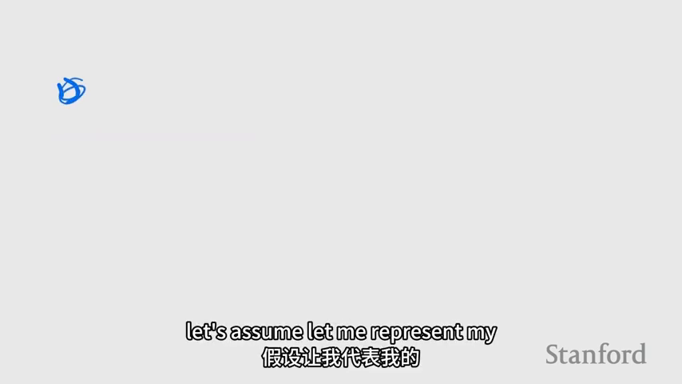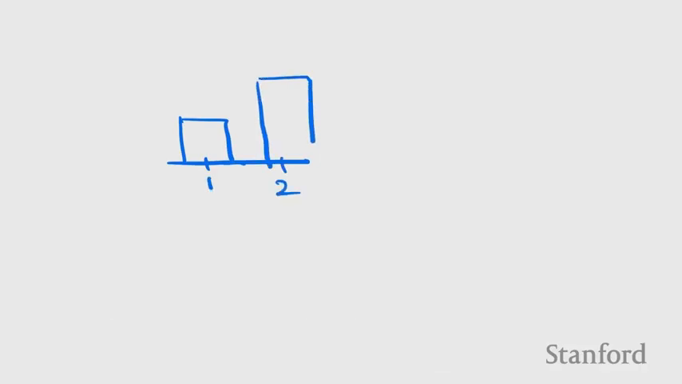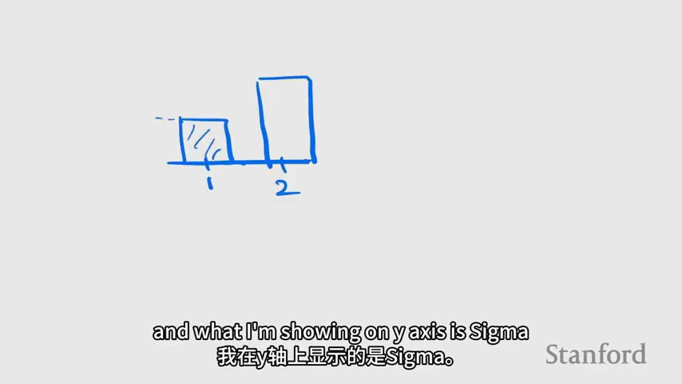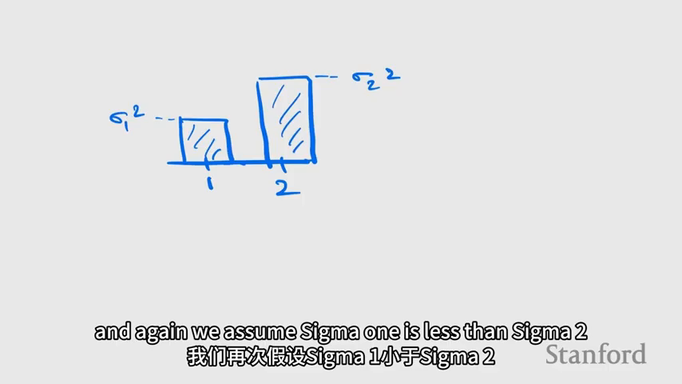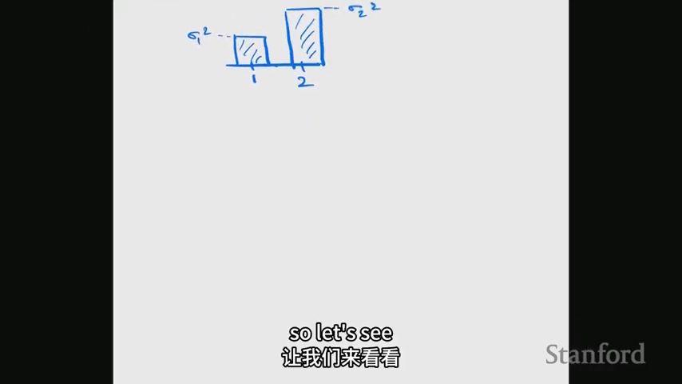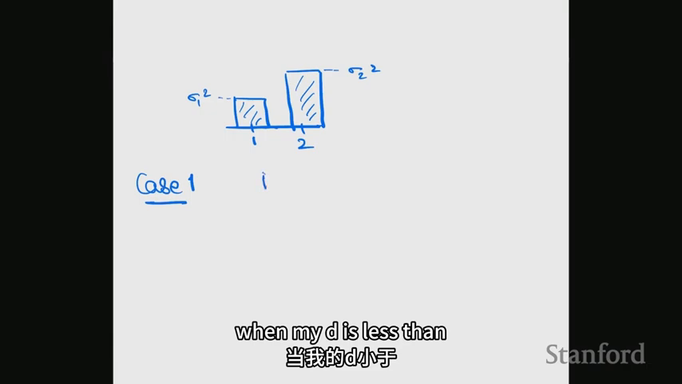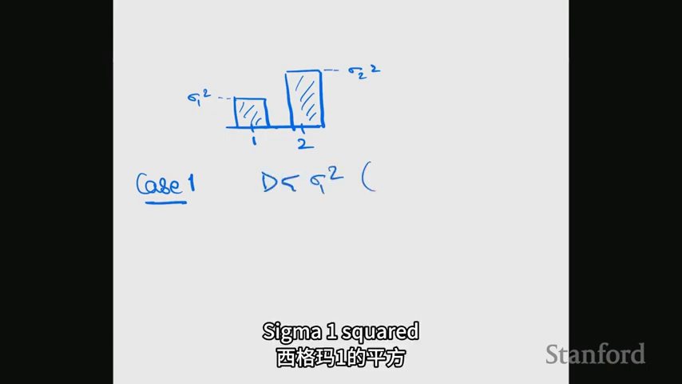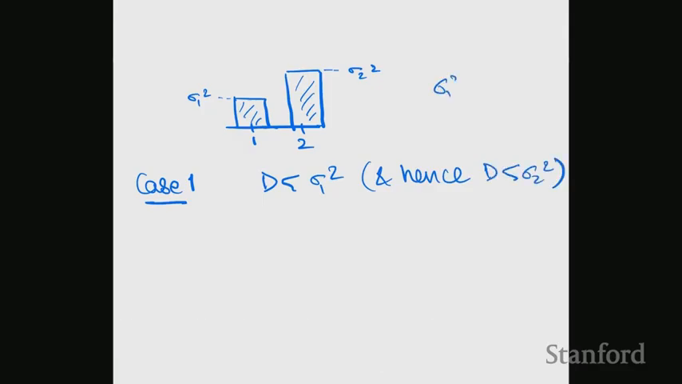Okay, so case 1. Let me represent my 2 independent components like this. This is my component 1, this is my component 2. And what I'm showing on y-axis is sigma. So this is sigma 1 square, this is sigma 2 square. Again, we assume sigma 1 is less than sigma 2, doesn't matter, right? So let's see. Case 1, when my D is less than sigma 1 square, and hence D is less than sigma 2 square, right? We assumed.